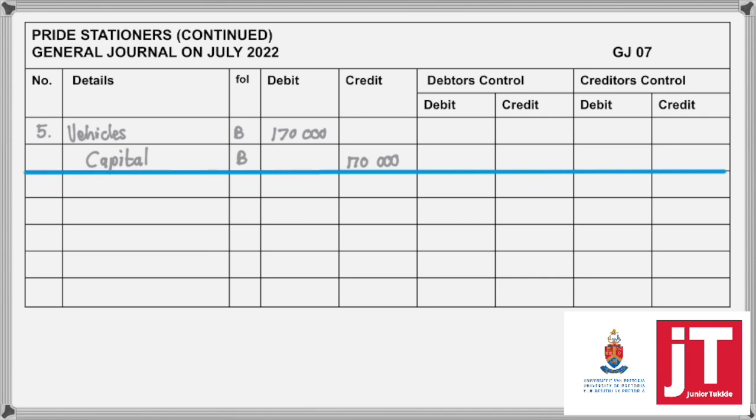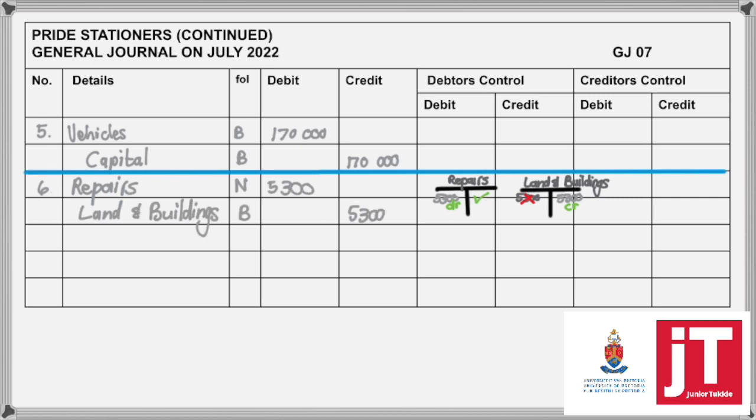Number 6, yet again, we recorded repairs as land and buildings. That's incorrect. We didn't build or add an addition to the building. We repaired it. It's maintenance. It's an expense, not an asset. So we have to credit land and buildings and debit repairs to fix the transaction with 5,300 Rand.